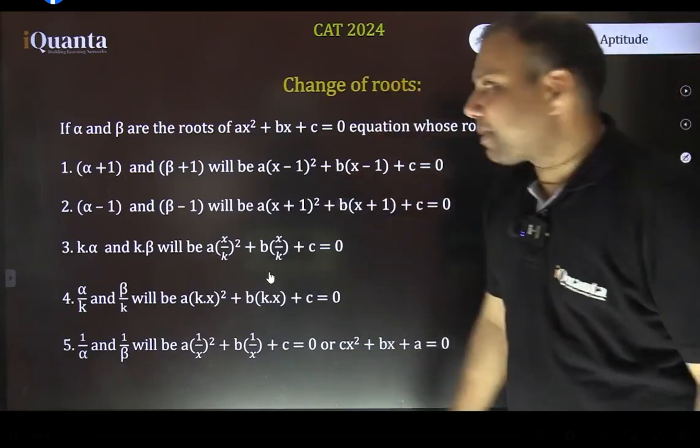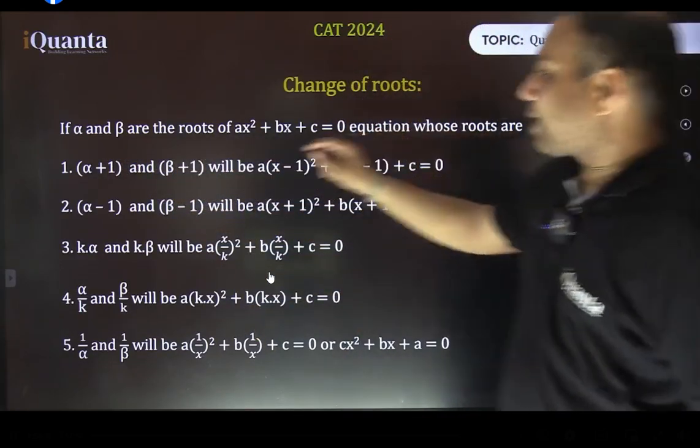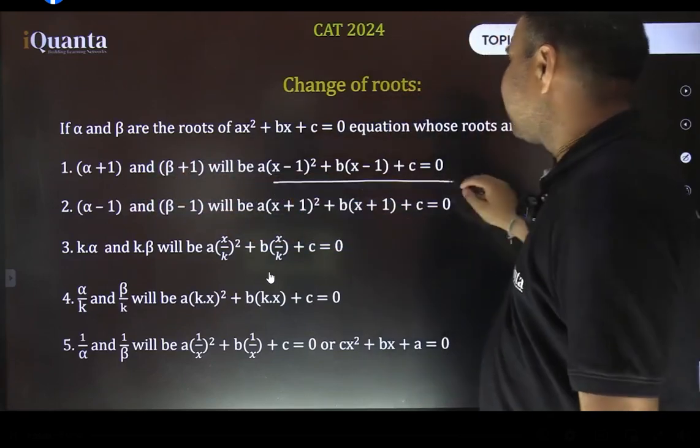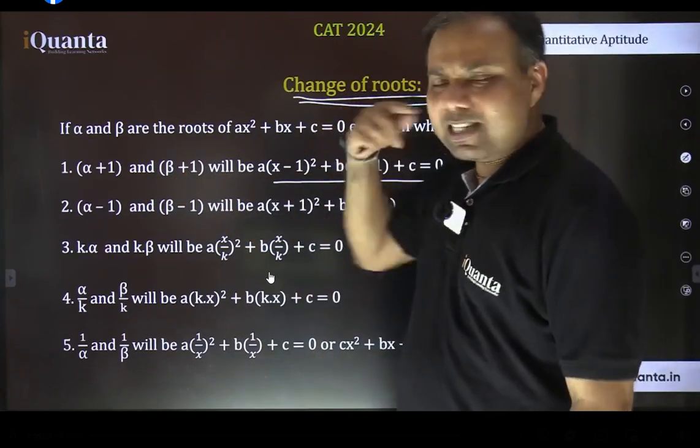But before this, yes, it's an important type here. Alpha and beta are the roots. Then the equation whose roots are alpha plus 1 and beta plus 1 will be this one. So this is a change of roots. This is a small topic. It's not a topic basically, but okay, we can treat it as a topic.